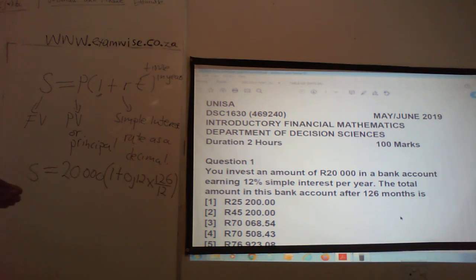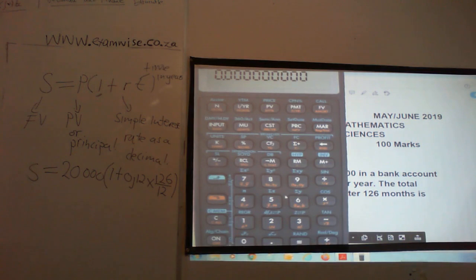Let us go to our HP financial calculator. So here we do have our HP financial calculator. The first important thing on our calculator is to have 9 digits on our display screen. So how do we put 9 digits on our display screen?